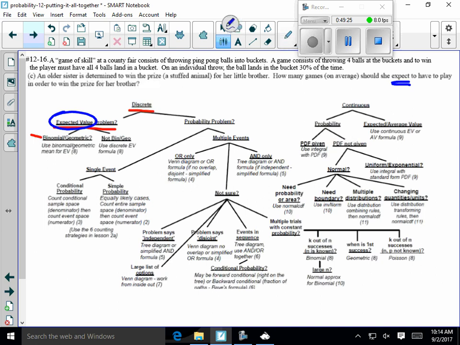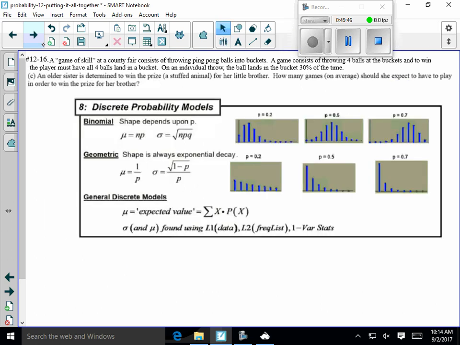We could use the expected value formula if I had a general thing, right? But the expected value is also the mean of the distribution. And if I have a standardized one, like the binomial or the geometric model, then I can use the mean for that particular kind of distribution, right? So we know that this situation is a binomial, right?